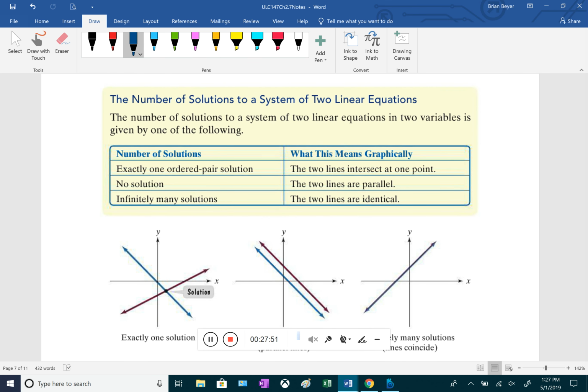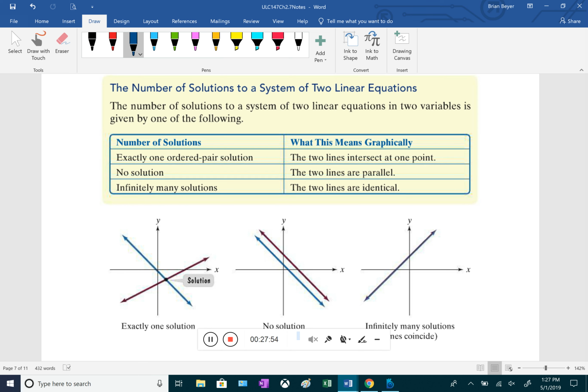So graphically speaking, if we have one solution, it means that the lines intersect at that point, which we already know. We've already shown that graphically. If we have no solutions, that means the lines are parallel. So you can see right here, if the lines are parallel, they're never going to intersect each other, so there would be no solution. The third option is there's infinitely many solutions. If there's infinitely many solutions, that means the lines are identical, which means they're the same line, so they would just be right on top of each other. So technically, there's an infinite amount of solutions.